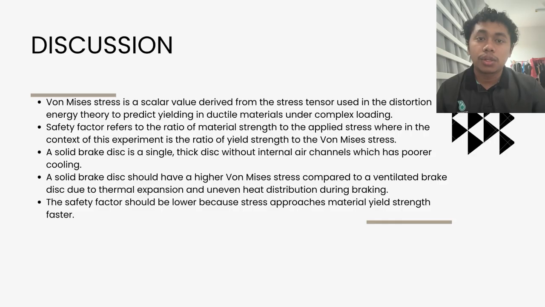Regarding the hardware, a solid brake disc is a single thick unit without internal air channels. Because it lacks these channels, it suffers from poorer cooling. Consequently, the solid disc exhibits higher von Mises stress than a ventilated disc due to thermal expansion and uneven heat distribution during braking. Ultimately, because the stress in the solid disc approaches the material yield strength.